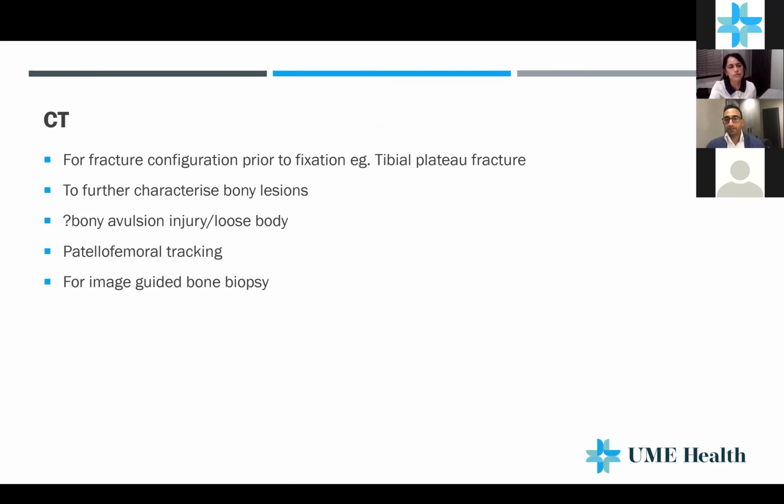CT we use primarily to characterize the bony anatomy in more detail. If we're questioning a tibial plateau fracture in a patient, and there is a lipohemarthrosis on the plain film, we would do a CT, and the surgeon often requires this to plan the type of fixation that they'll perform. Sometimes if we're querying a loose body, which we can see on a plain film, but we couldn't see on an MRI, but we're still not sure, CT is very helpful. Also for patellofemoral maltracking, and also in a specialist center, it's used to guide a bone biopsy.